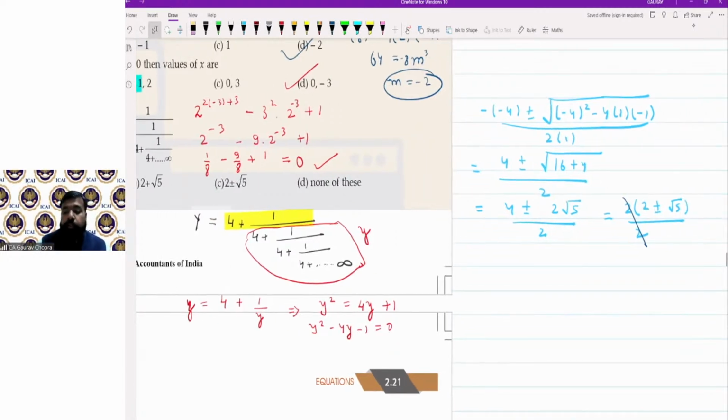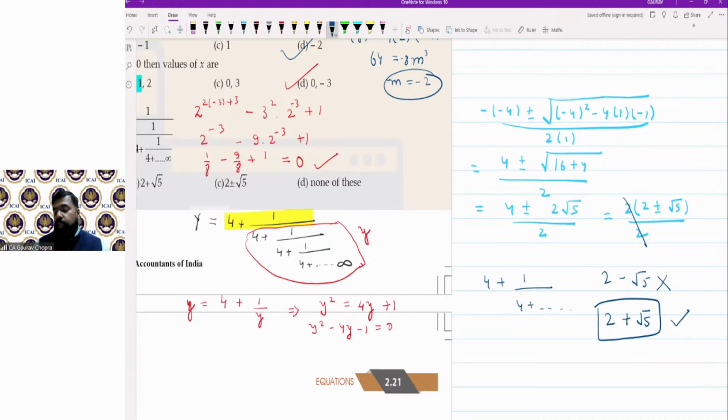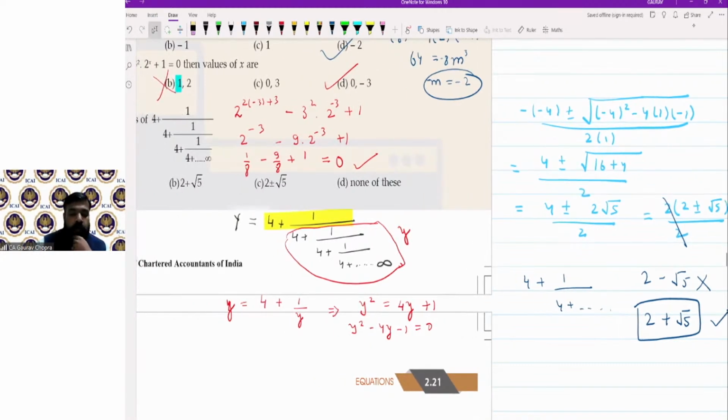But the question is only about addition: 4 plus 1 by 4 plus and so on. That means our result cannot be negative. This negative result is not possible. Therefore, we have to select only the positive figure, that is 2 plus root 5. So this is option number B.